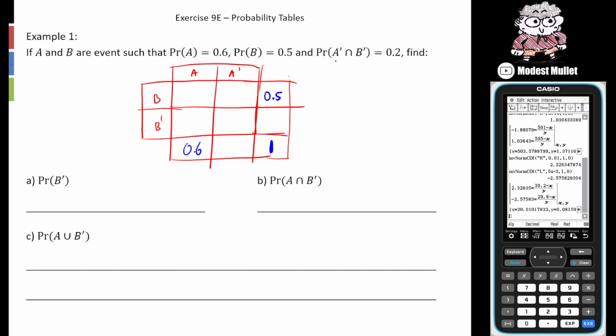And the probability of the intersect of not A and not B is 0.2. So not A and not B is 0.2. So we get that in there. So now we have that, we can calculate a whole heap of values because 0.6 plus something must be 1, so that has to be 0.4. 0.5 plus something must be 1, so that has to be 0.5.